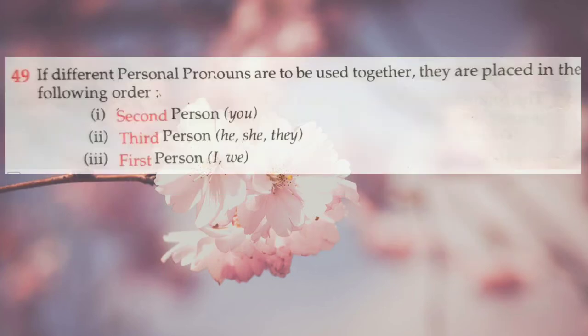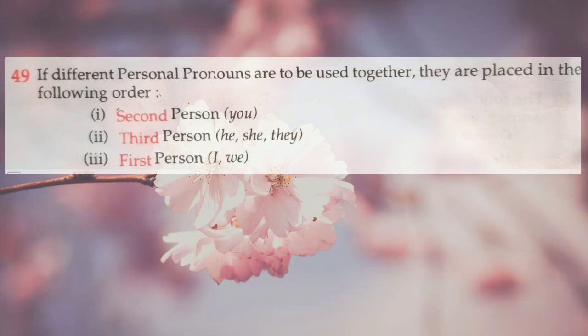Rule number 49 says if different personal pronouns are to be used together, they are placed in the following order: second person, then third person, and then first person. Why? Because when there is something good happening, you must give credit to the person standing in front of you, which is second person, then the third person who is not there, and then take the credit on yourself. For example, "You, he, and I will accompany the girls," or "You, they, and we have scored a victory." So for a good purpose, follow this sequence.